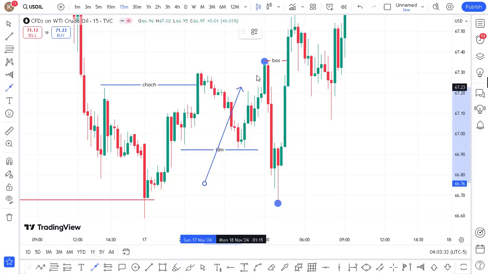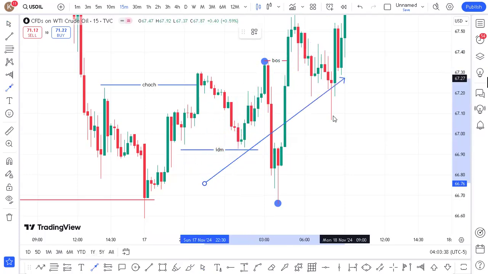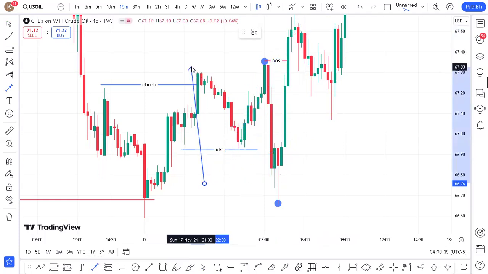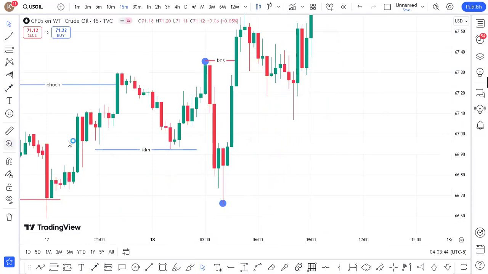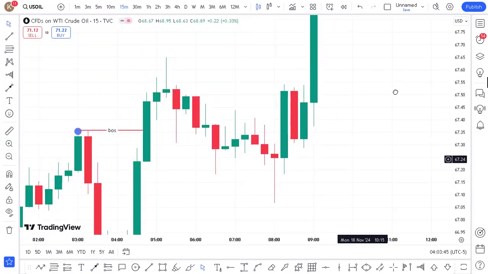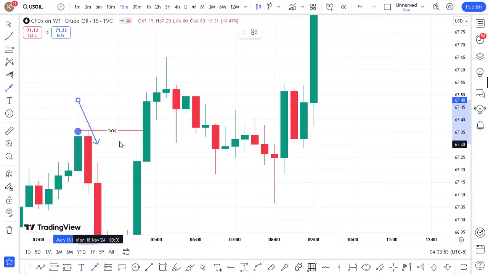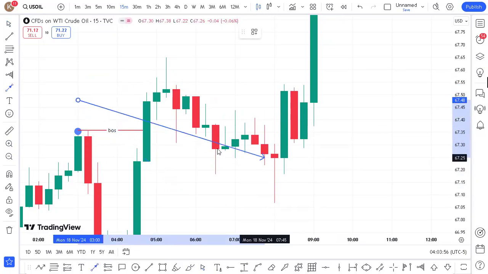This is my high because the price took out the liquidity level there. Again, when you break the structure, this cannot be my high because I don't have inducement there. Let me try to zoom in for a very clean chart. So here, when you look at this structure, after price broke this structure, we never got any inducement liquidity here.